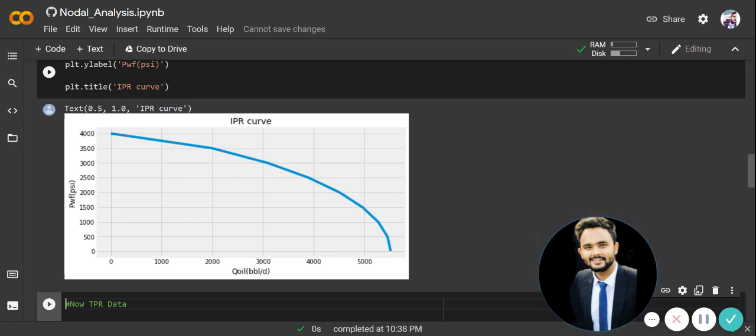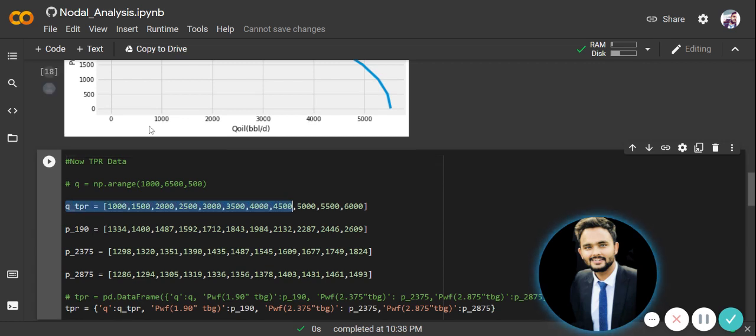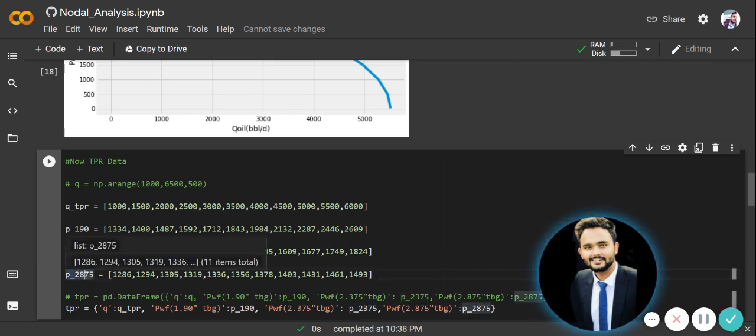I have the TPR datasets for three tubing diameters. I will plot all of them one by one, and we will find out the best TPR by looking at which TPR provides us the best flow rate. So these are the flow rates, the common flow rates that I have taken in the first case. Now P_190 is the TPR pressures for 1.90 inch production tubing. Then this is TPR for 2.375 inch tubing, and this is for 2.875 inch tubing.